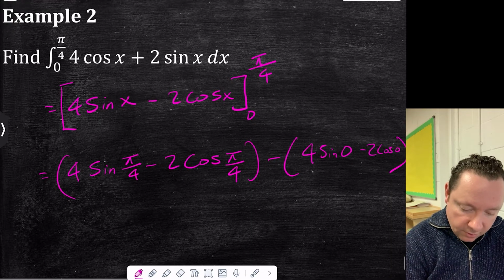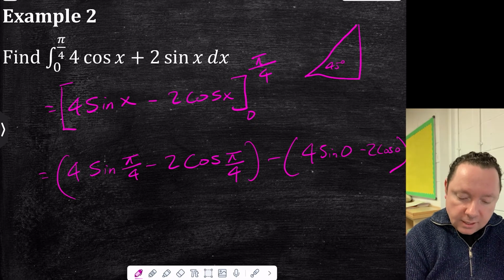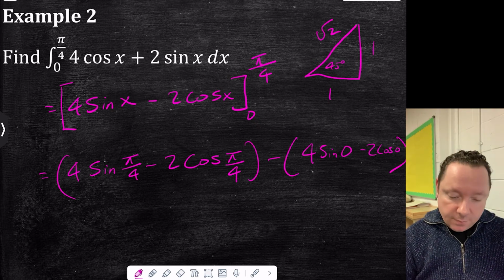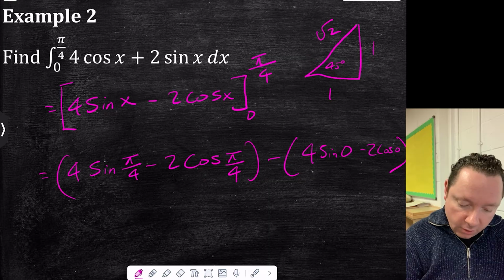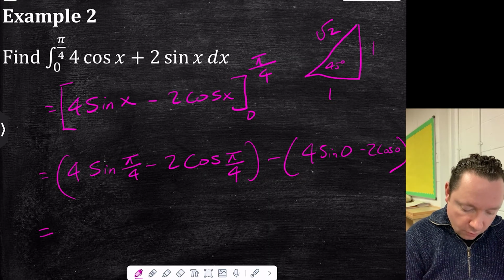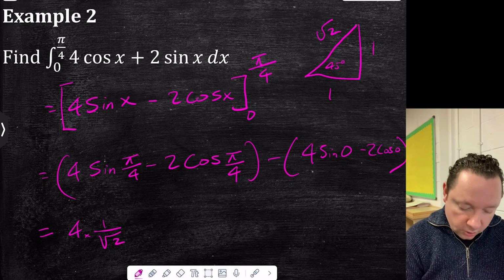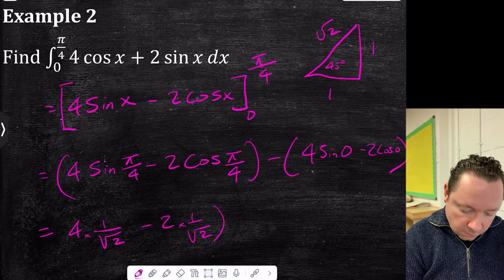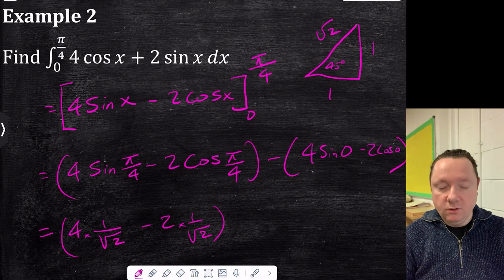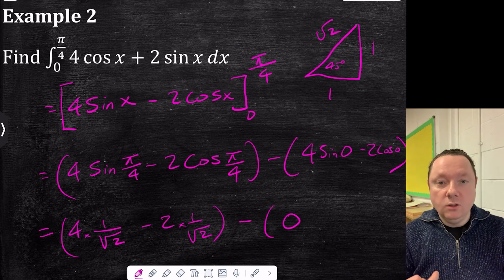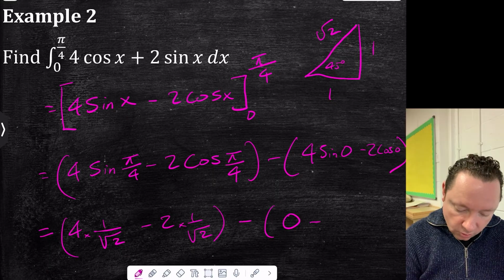If you don't know your exact values, here's a little triangle. 45 degrees, which is pi over 4, is an isosceles triangle. So it's just 1, 1, root 2. So the sine of pi over 4, sine of 45, is 1 over root 2. So that's just 4 times 1 over root 2 for the first thing. Cos of pi over 4 is also 1 over root 2. So that's minus 2 times 1 over root 2 for the second thing. And the sine of 0 is 0, so that's minus 0. The cos of 0 is 1, so that's minus 2 times 1.